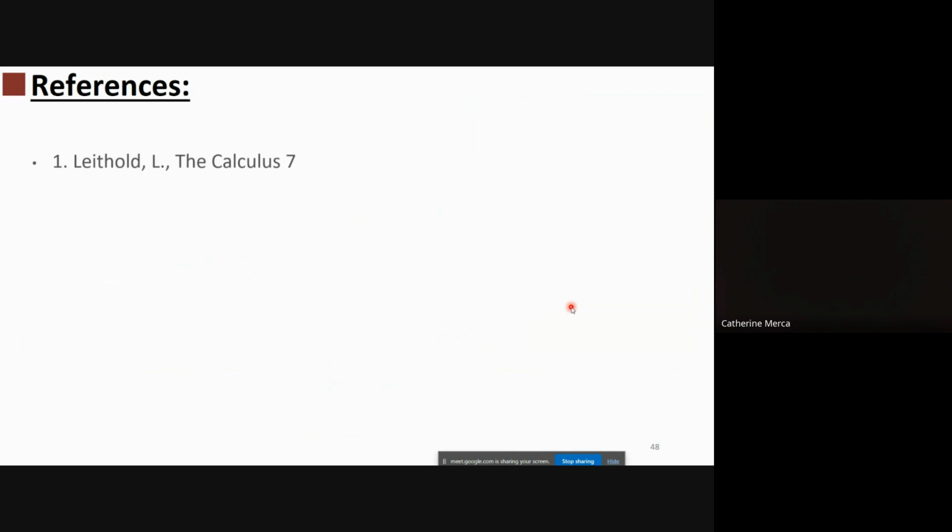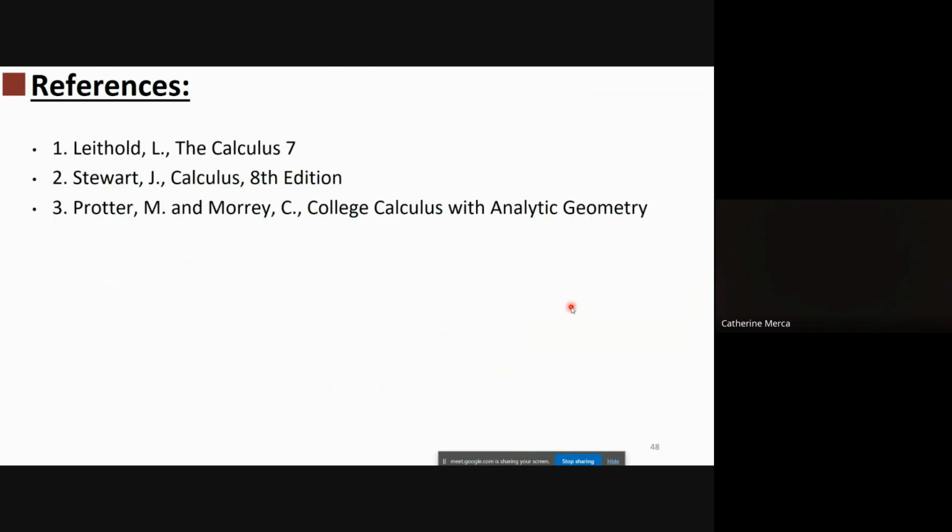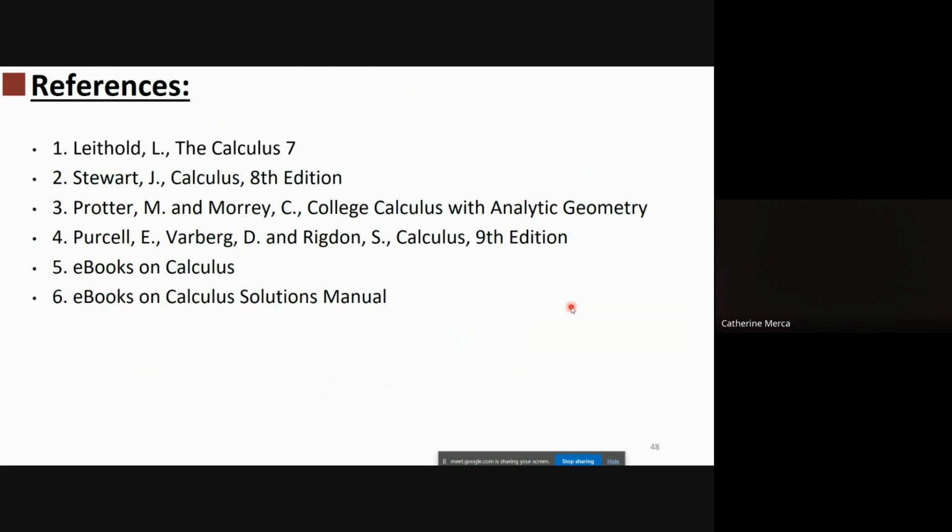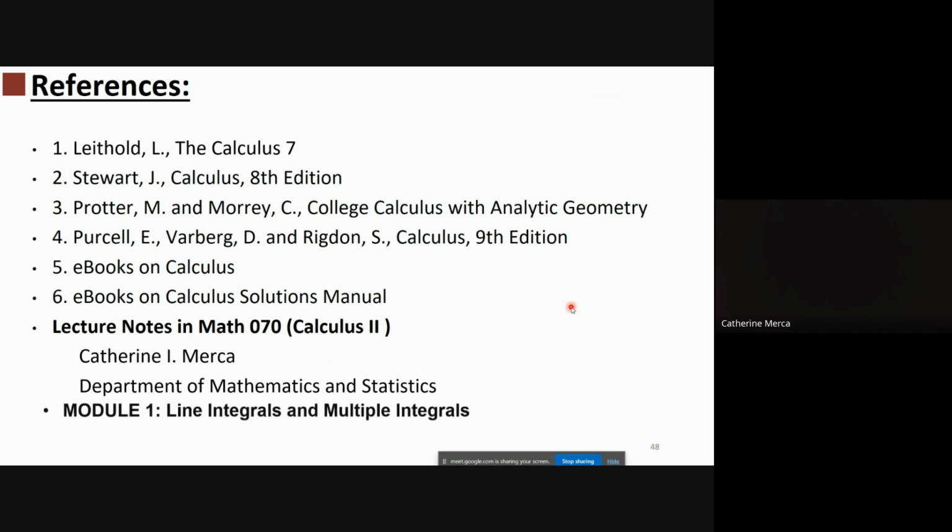So references are as follows. Proctor and Murray will end with that one. And you can take a look at the video clips to also discuss.